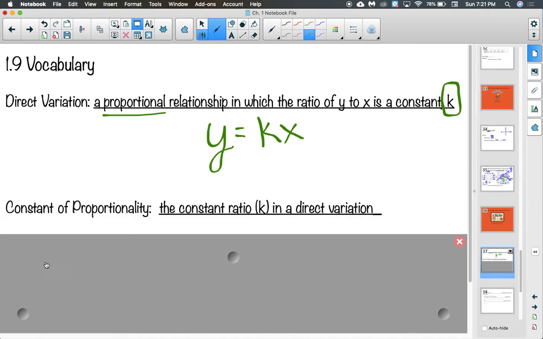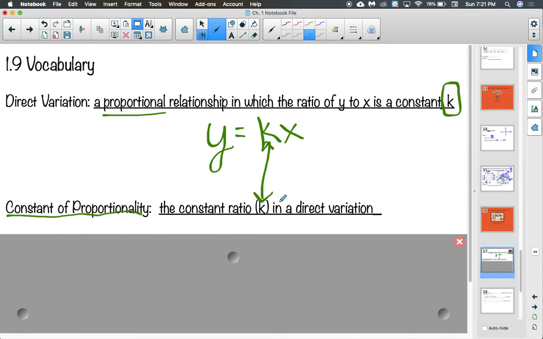Last word, and this is the biggie, it is called the constant of proportionality. And you know what that is? That's just the constant ratio. That's just the unit rate. That's just that letter k in the direct variation. So constant of proportionality, all it is is a fancy name for the unit rate that we get from a table when we solve all of our unit rates to prove that we have a proportion.